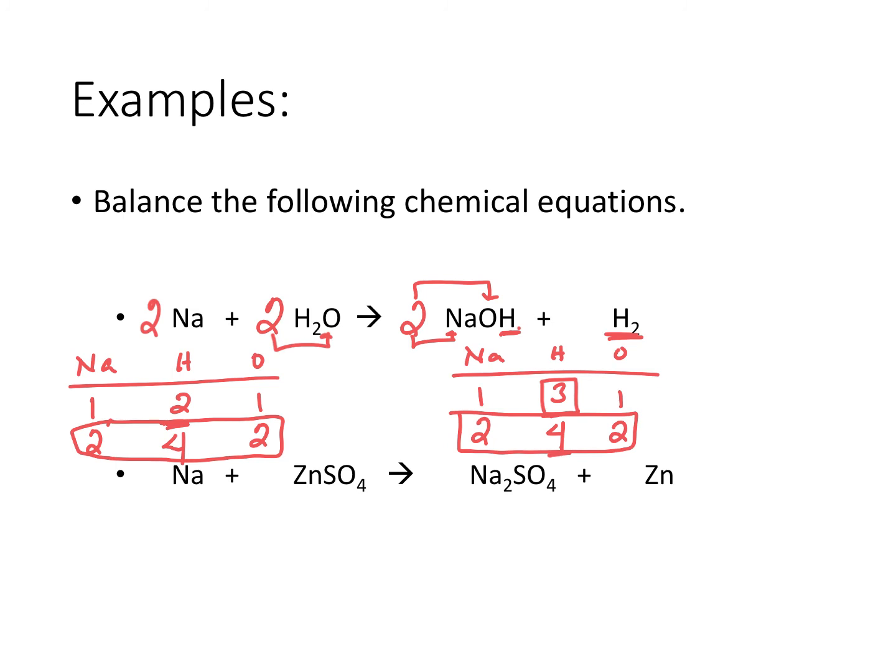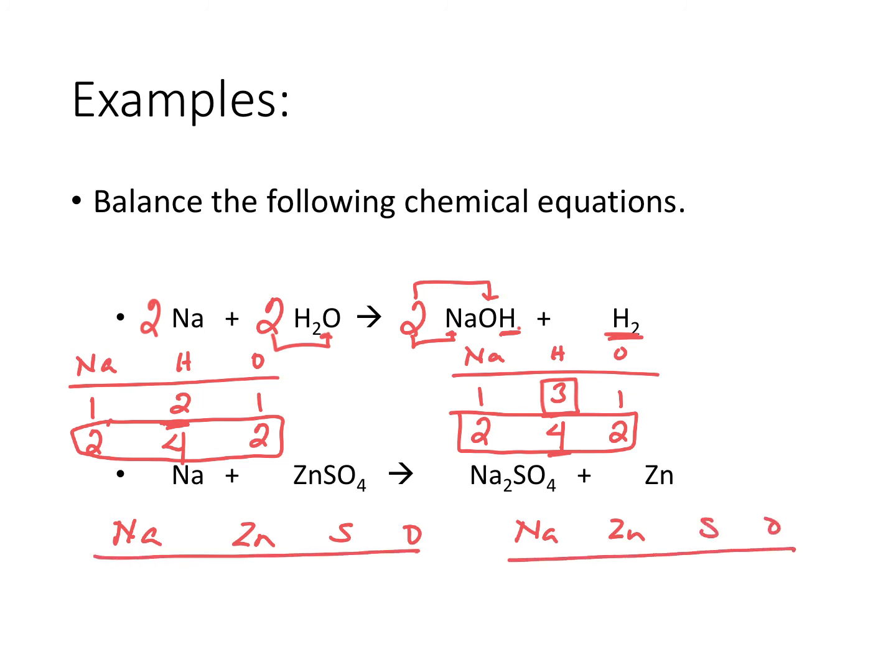So again, I kind of had to guess and check, play around a little bit. This just takes practice. The more of these you do, the more of these little tricks you pick up on. Let's look at the next example. So I have sodium, zinc, sulfur, and oxygen. To start, I have 1 sodium, 1 zinc, 1 sulfur, and 4 oxygens. Product side, I have 2 sodiums, 1 zinc, 1 sulfur, and 4 oxygen. So currently the problem is sodium. Everything else to start is balanced.